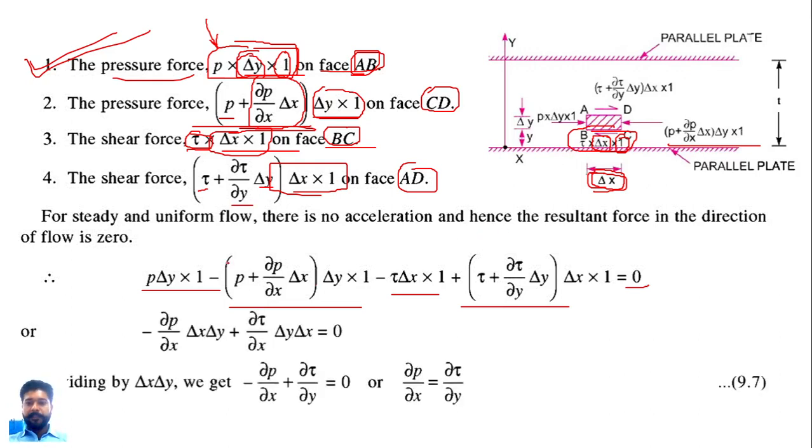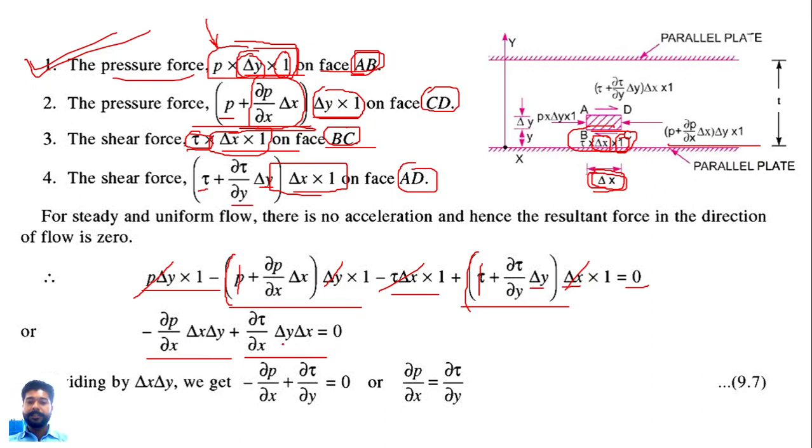So after opening this bracket, this P will multiply with this delta y, and it will be a negative one that cancels out with this positive one, so the negative of del P upon del x into delta x into delta y, this is your first step. Likewise, by opening this bracket, this tau and this delta x will be cancelled out with this term. So the del tau divided by del y into delta y into delta x.